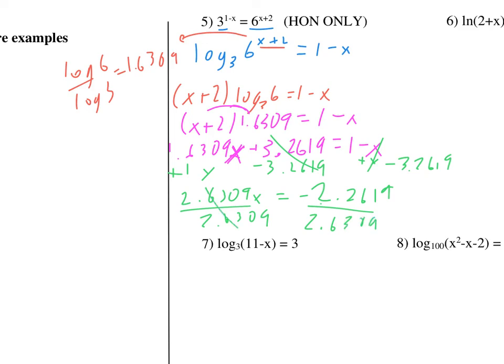So negative 2.2619 divided by 2.6309. And we get our final answer here for x equals negative 0.8597.